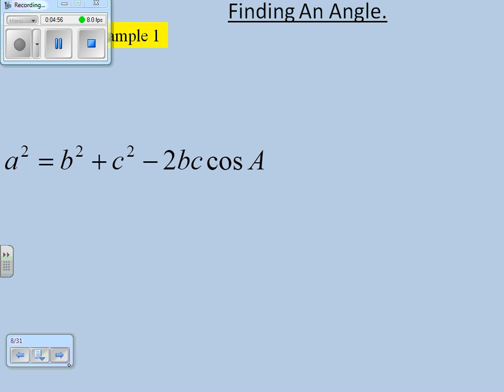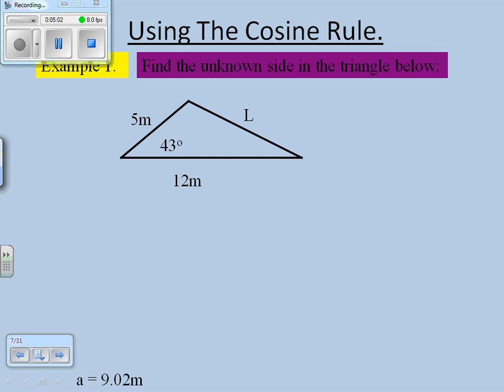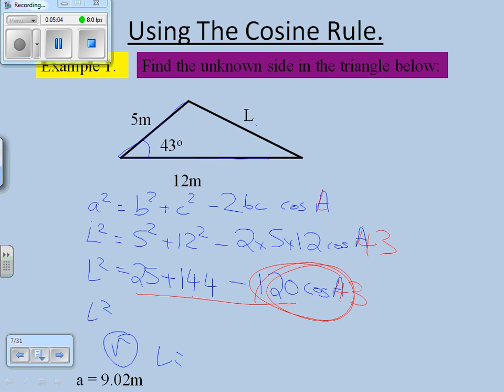What L is. Let's go back a bit to see if I've got the answer. Oh, I have got the answer there: 9.02. The answer to that one there, 9.02. You can check you've got it.